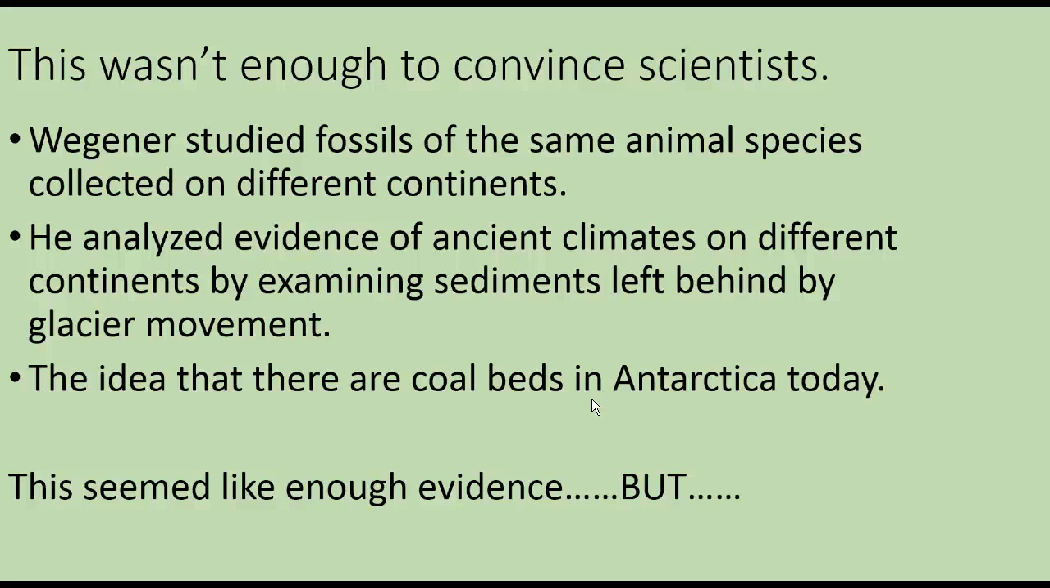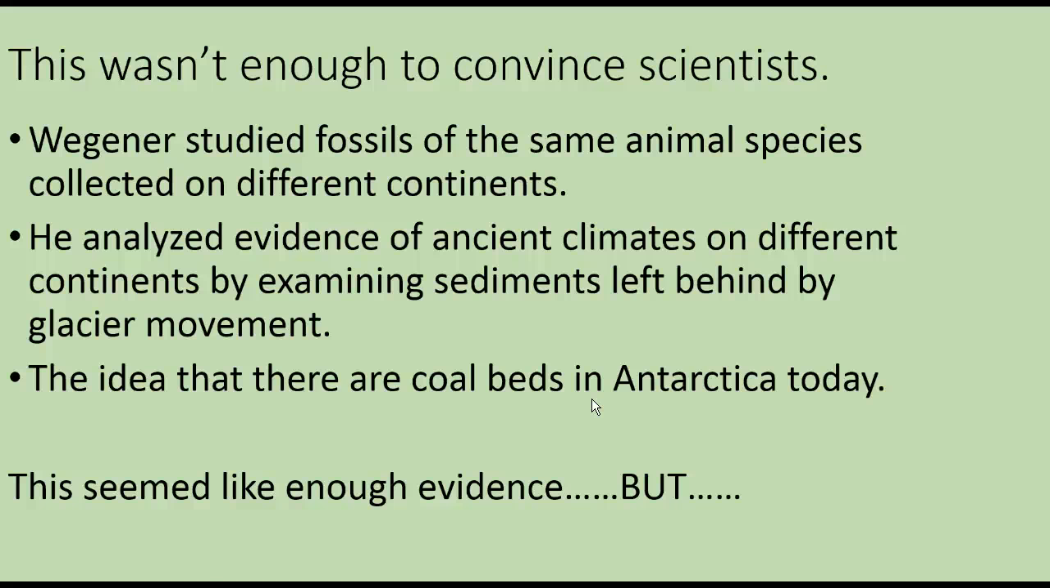He also analyzed evidence from ancient climates by looking at sediments, rocks that were left behind by the movement of glaciers. And he discovered that these rocks were identical to each other, and these rocks were found on what are now widely separated continents. And then another good piece of evidence was that there are beds of coal, just like the coal we mine here, in Antarctica. And we're going to talk more about why that seems kind of strange today. Well, this was a lot of evidence.